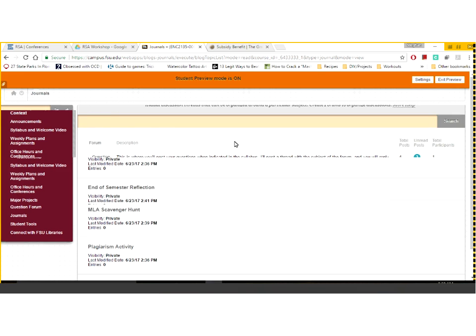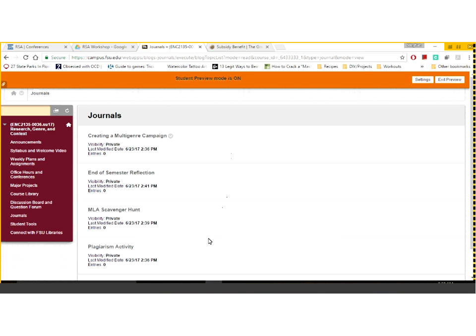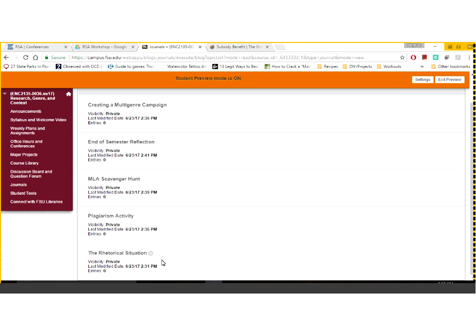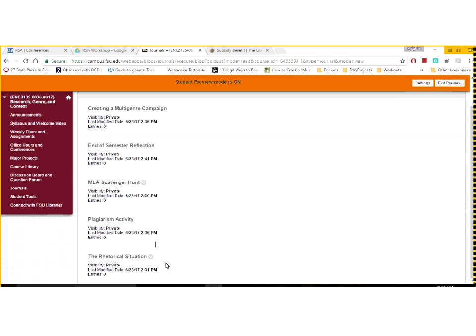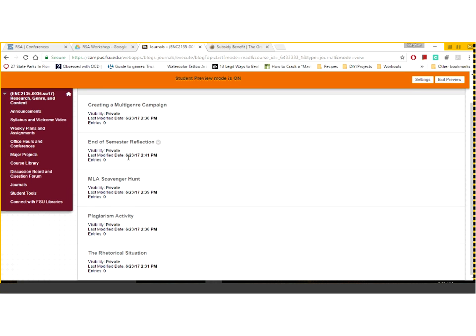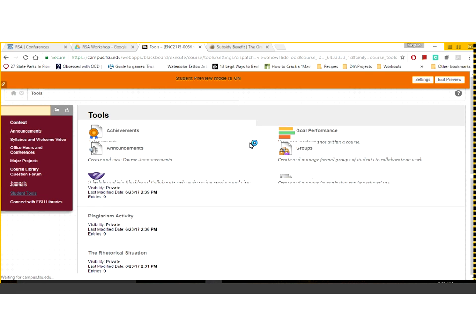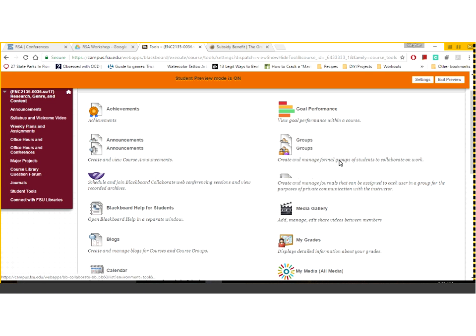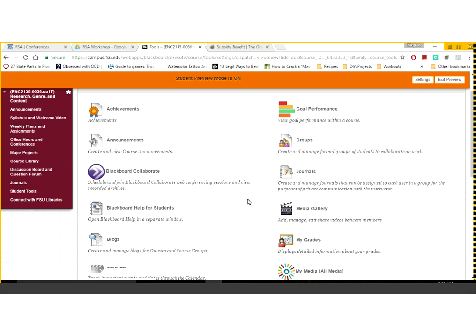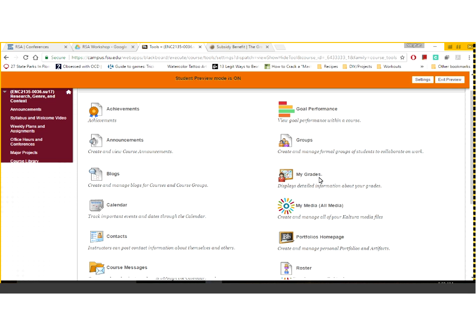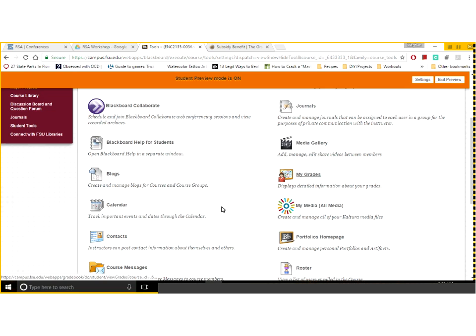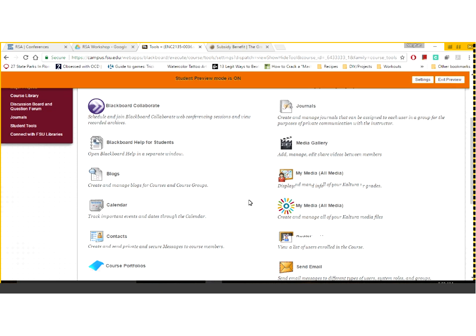The journals are listed here as well. So you'll start with the rhetorical situation and work your way up to the end of semester reflection. And then the student tools page is one that's useful. You can get to things like Blackboard Collaborate and journals and everything from here if you want to. My grades is really important. That's how you'll view your grades, obviously.